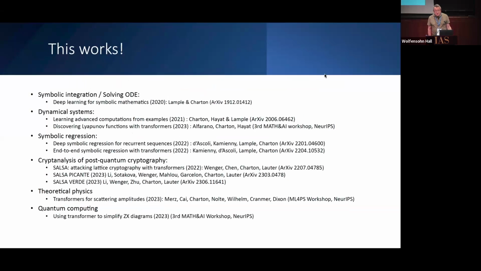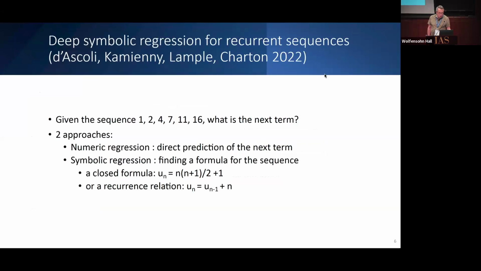And the funny thing is that this works. I've been doing that for about 5 years. We've been using it to do symbolic integration, computing the symbolic integrals of functions. We do that better than Mathematica. We've been using it for dynamical systems, most recently computing Lyapunov functions, which is an open problem. We use it for symbolic regression, I'll show you that. I've been using it with others for cryptanalysis of PQC, post-quantum cryptography. And there's one application in theoretical physics that I'm going to present.